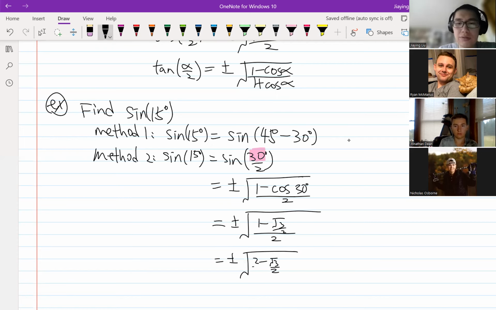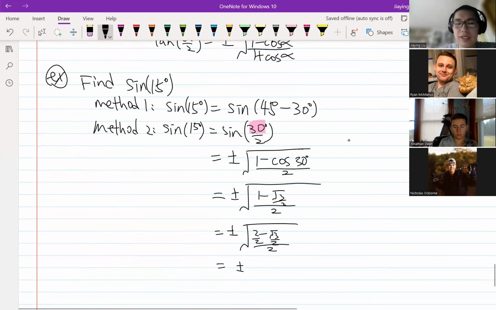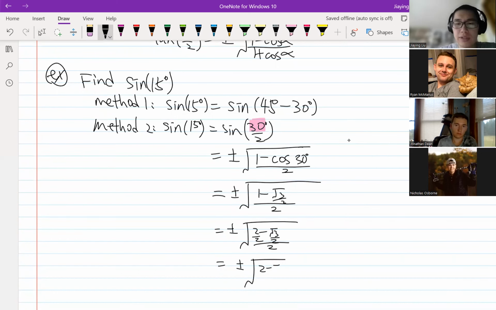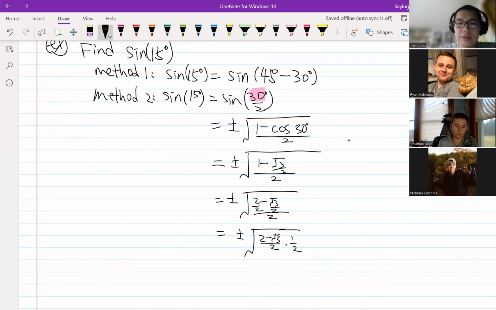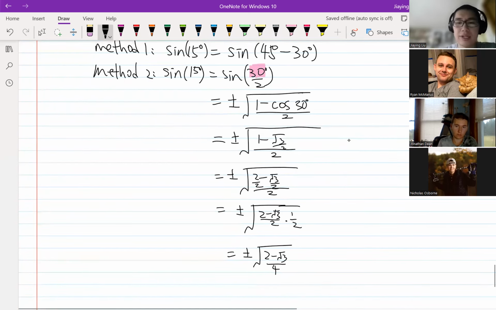And then that's going to be 2 over 2 minus root 3 over 2, and all divided by 2. So that's equal to plus or minus square root of 2 minus root 3 over 2 divided by another 2, so that's times 1/2. So that's plus or minus square root of 2 minus root 3 over 4. And then we can take the square root of the denominator. So we get plus or minus square root of 2 minus root 3 over 2.